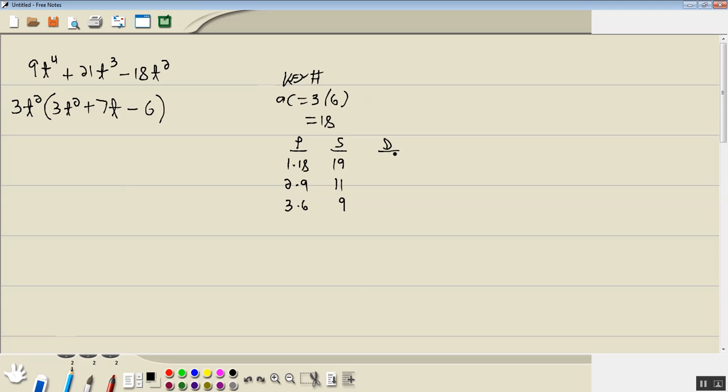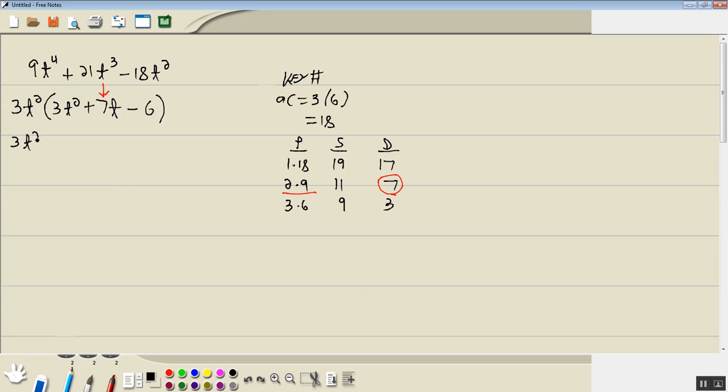In the difference column, we subtract them, smaller from larger. 18 minus 1 is 17. 9 minus 2 is 7. 6 minus 3 is 3. Now, the number we're looking for is the number in our middle term, which is 7, which is right here, which means we're going to use 2 and 9.